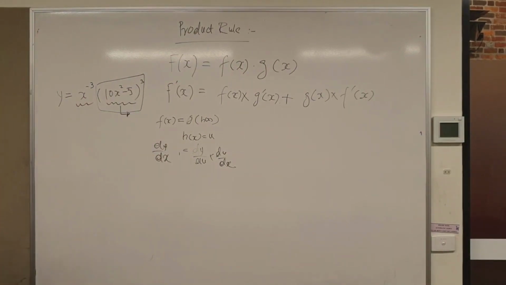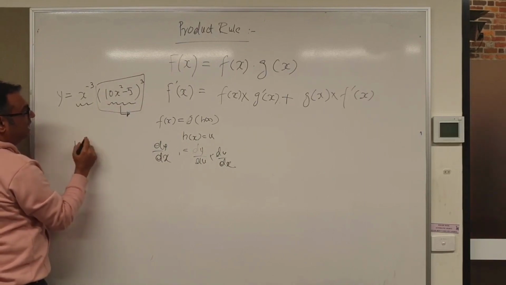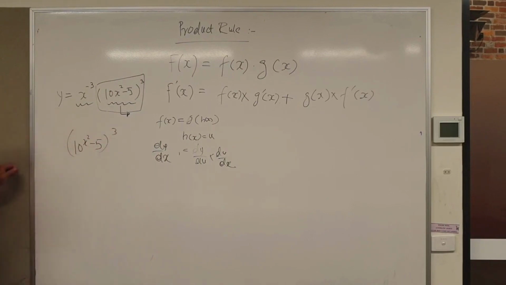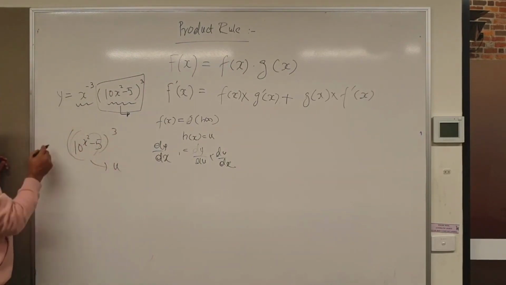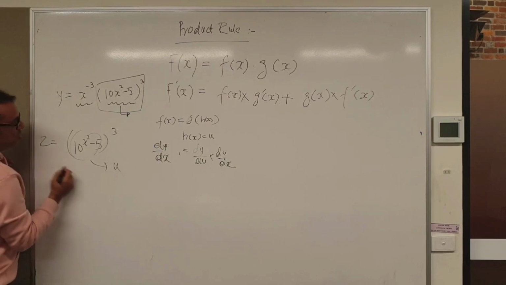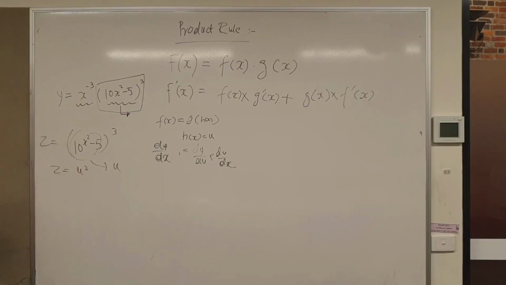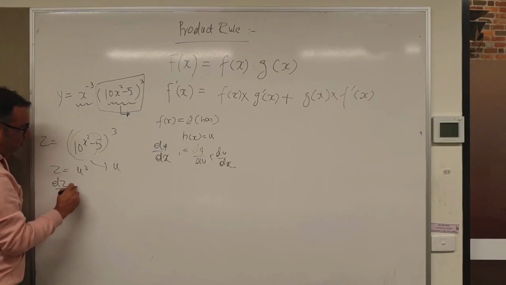So, if it's still not making sense, the challenge is finding the differential of this. Let this stuff be u. Let's say this is z, right? So then z equals u cubed. Nod your head yes or no. Then what is dz by du?